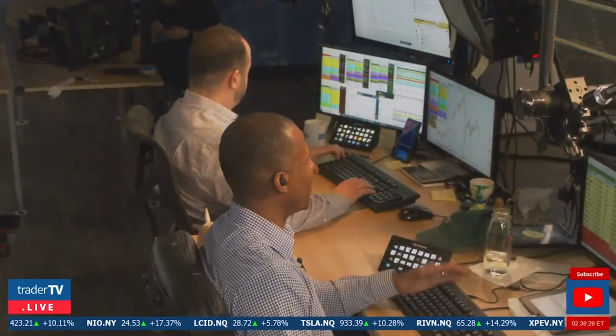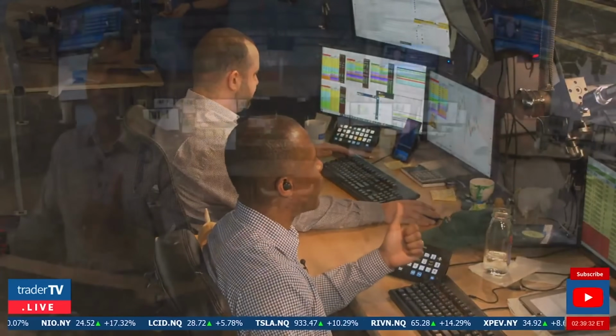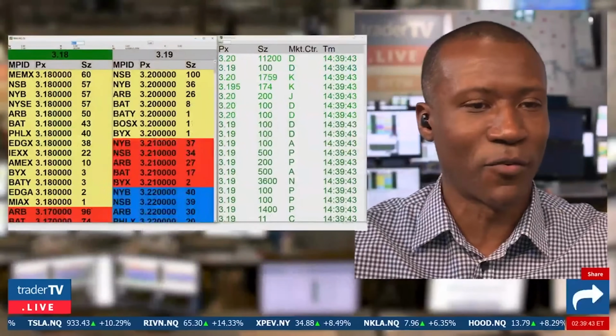Absolutely. And first off, what is the level 2? This is your gateway to see where actual order flow is taking place. Where are people buying and where are people selling? Not where did they buy, but where are the actual orders in the market that will turn into trades. So firstly, let's just have a quick look at it here.